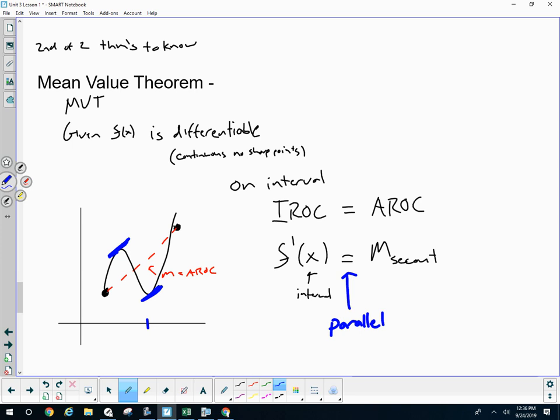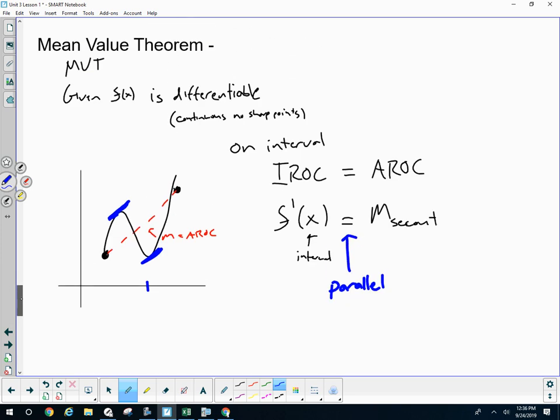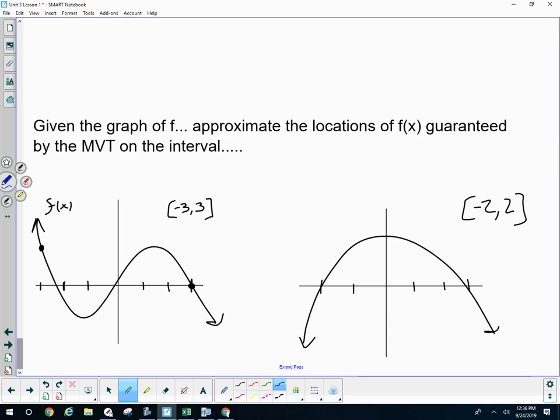Okay? And that's it. To show that you understand the mean value theorem, I can give you some graphs and say, hey, here's an interval. Show me your understanding of the mean value theorem. Show me the approximate locations of f of x guaranteed by the mean value theorem. Well, here I gave you the 2 points that are on your interval. So I was being nice to you.